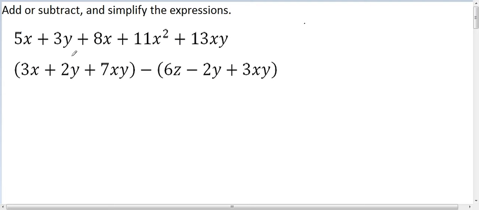Let's go ahead and divide this expression up into terms or monomials. We have 5x plus 3y plus 8x plus 11x squared and plus 13xy. Note that we need to keep the sign in front of each of the monomials with the rest of the monomial, since we need to consider the sign here as part of the coefficient or the number.